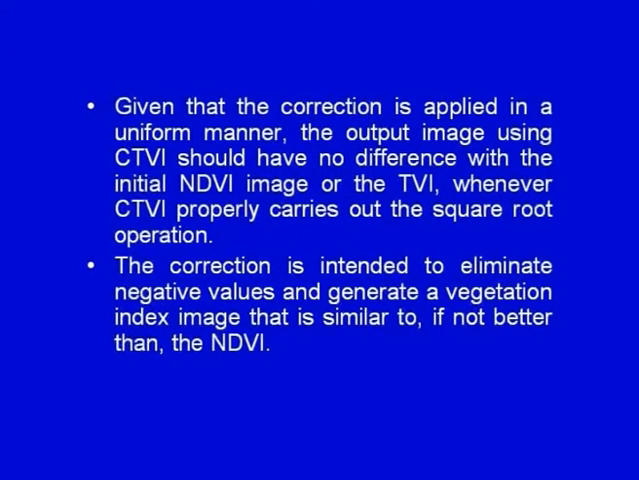Given that the correction is applied in a uniform manner, the output image using CTVI should have no difference with the initial NDVI image or the TVI. Whenever CTVI properly carries out the square root operation, the negative correction is intended to eliminate negative values and to generate a vegetation image that is similar to, if not better than, the NDVI.